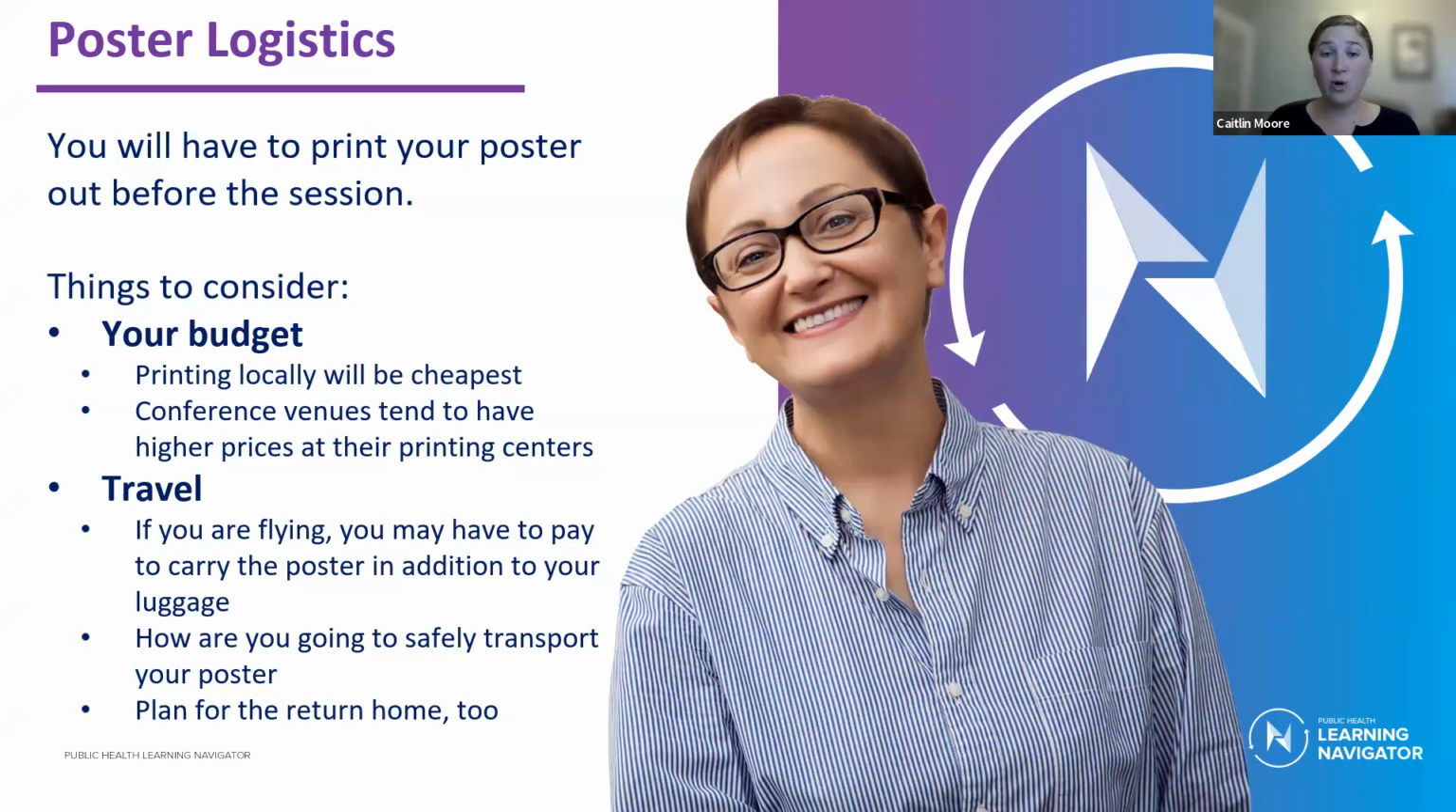So printing locally will be the cheapest option. If you have a printing center anywhere around you, that will probably be the most affordable option. Conference venues tend to have printing centers, but those usually can be a significantly higher price than at your local printing center. For instance, I just tried to print a poster at a conference that we had here in New Orleans, and it was 3 times higher than at my local print shop. So just really keep that in mind, and maybe try to get a couple different prices around.